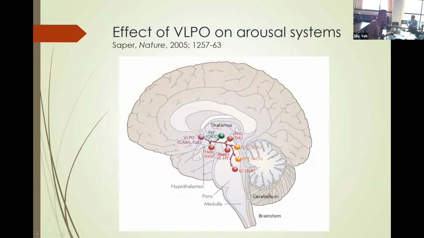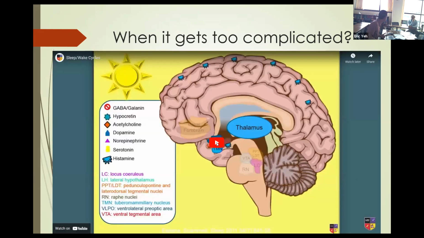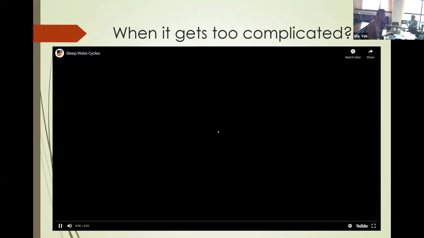Going from VLPO, basically shutting them all down, and this is when you go to sleep. Okay. Speaking of which, I find it, if somebody does it well and explains it well, why do I need to say it myself? So there you go.